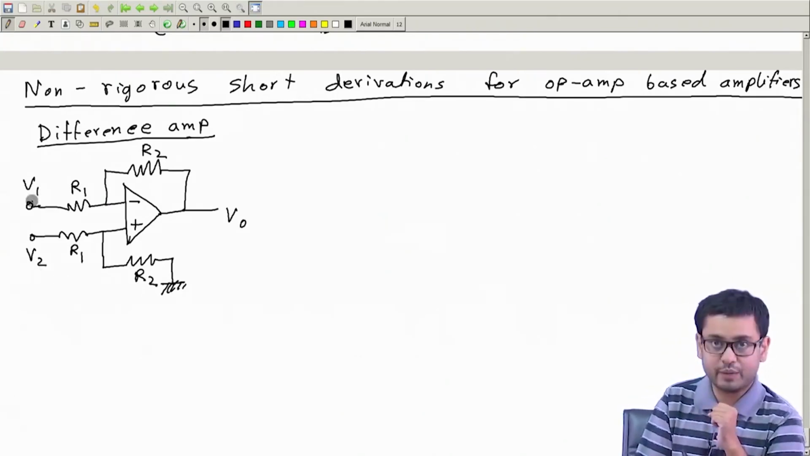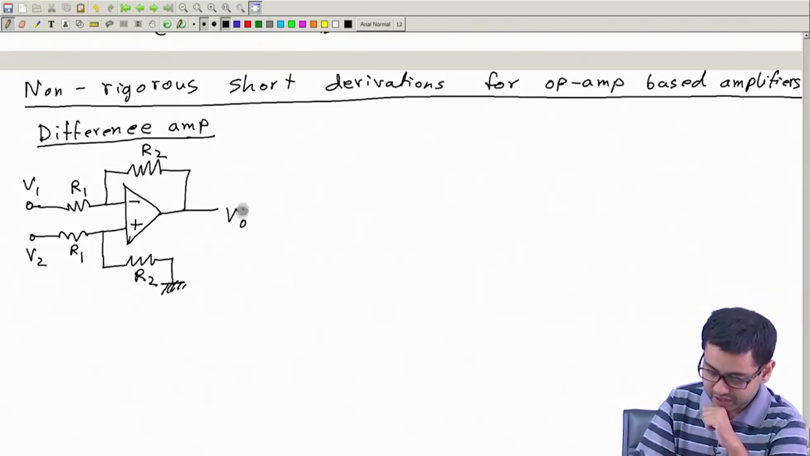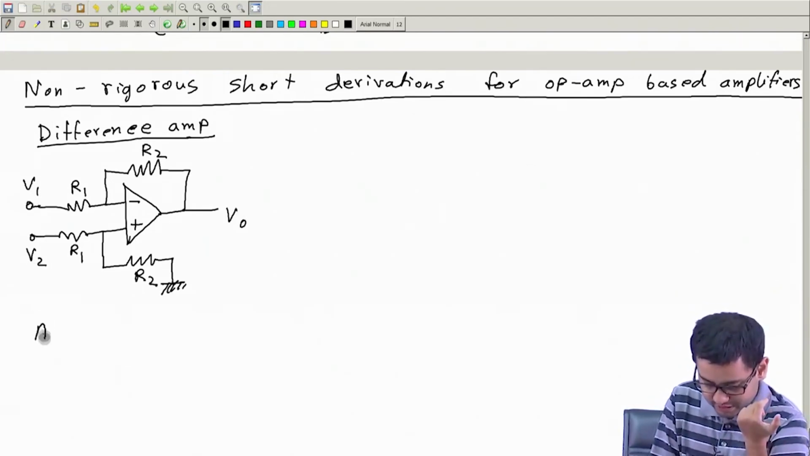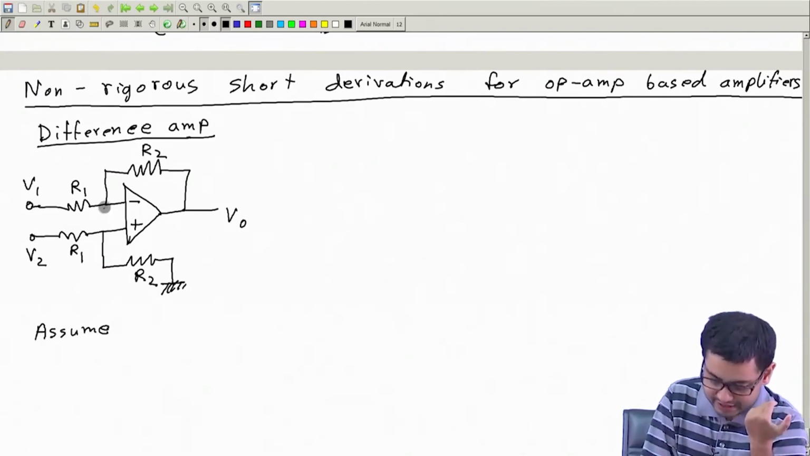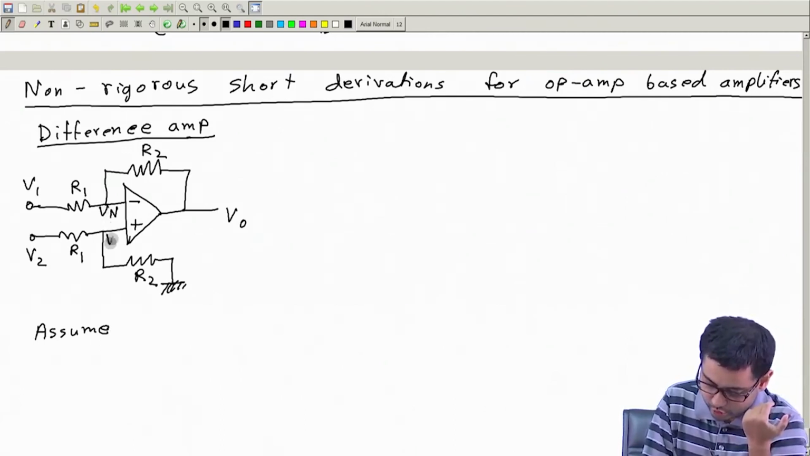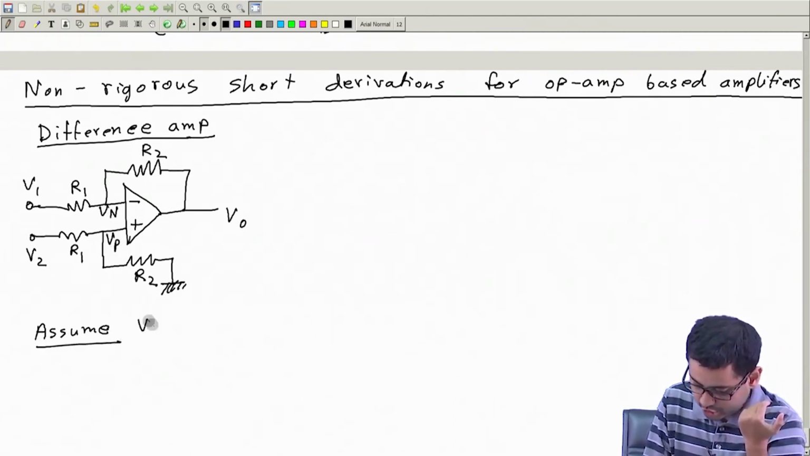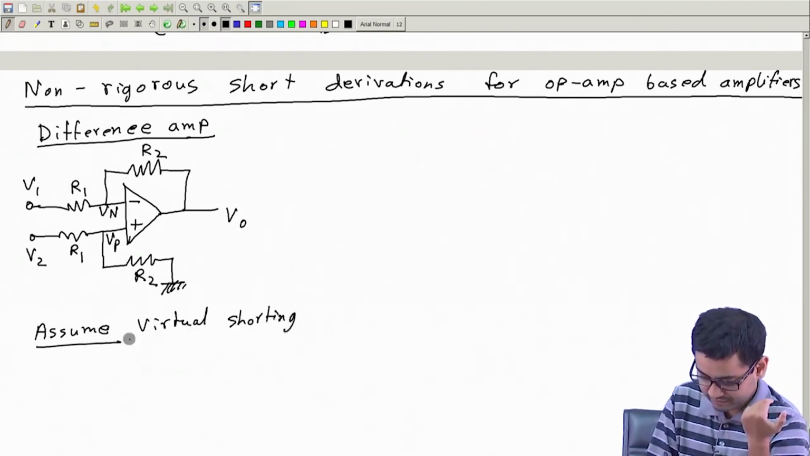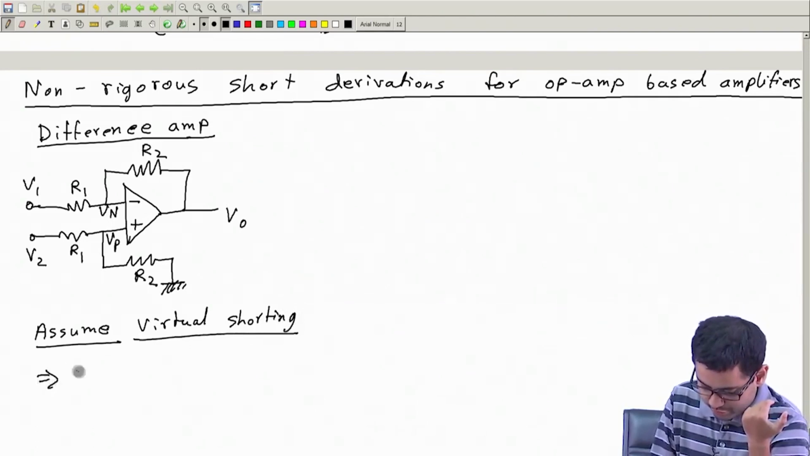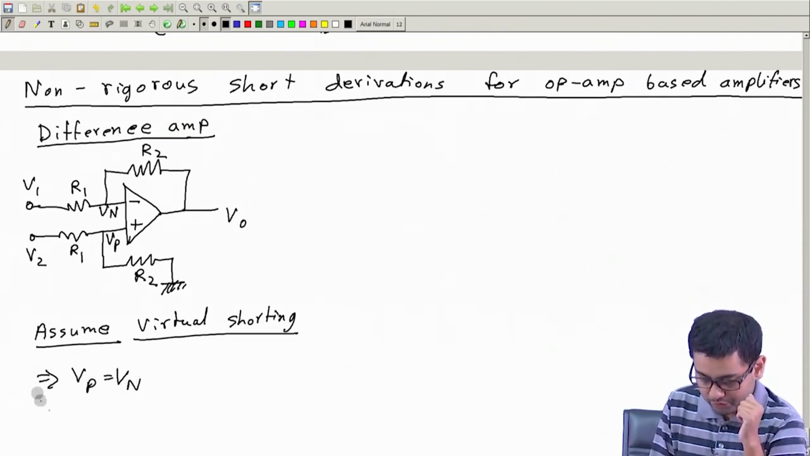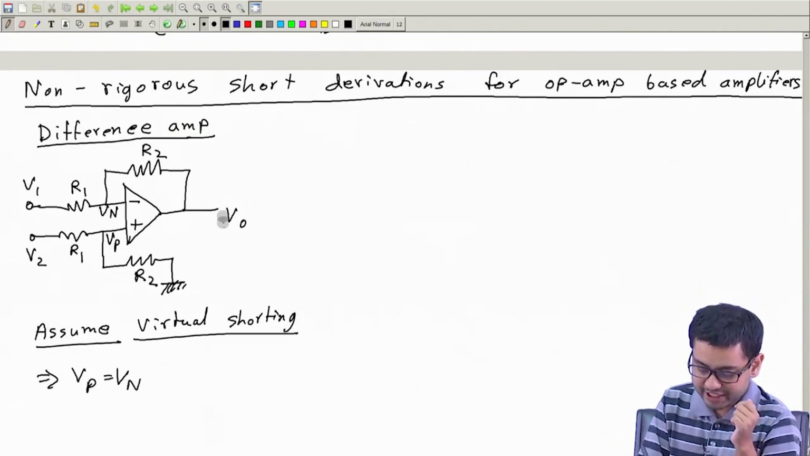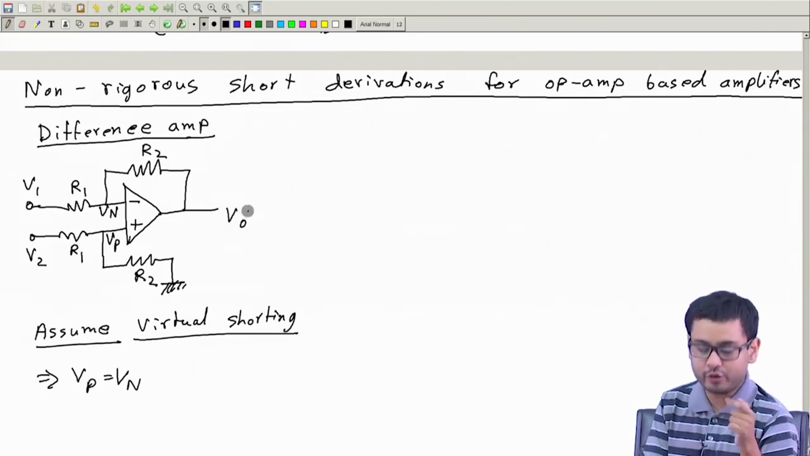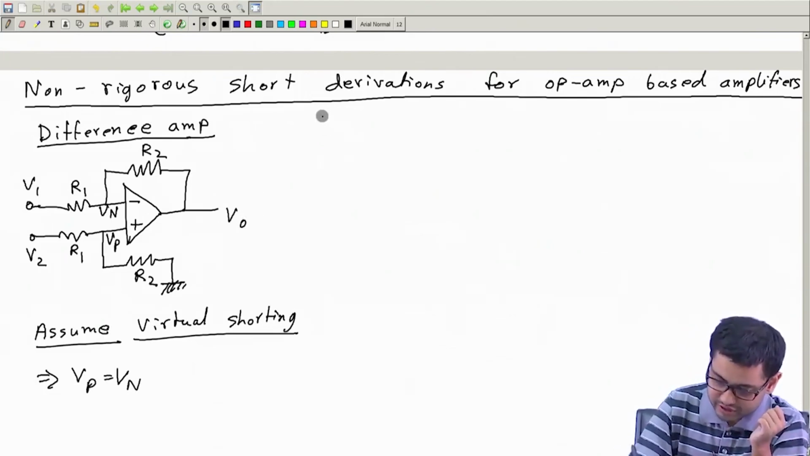So this point is at an absolute potential V1, this V2. This is VO, and we assume that these two points are at the same potential. Vn is equal to Vp. Assume virtual shorting. That means Vp is equal to Vn. With this assumption, we can find the expression of output very quickly. How? Let's see.